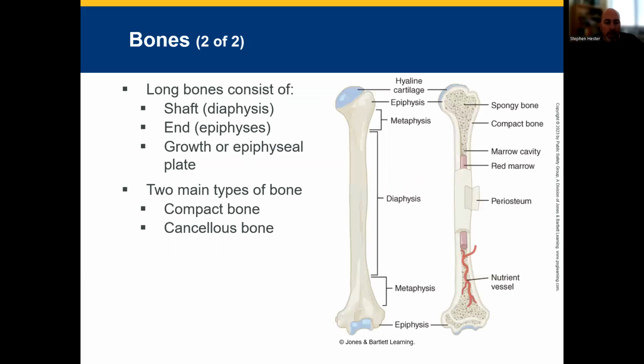All right, here are the different parts of the bones. The spongy bone inside contains a lot of vessels. This is where we get into IO insertion, so be familiar with that.